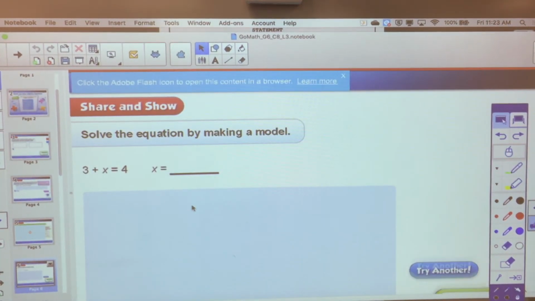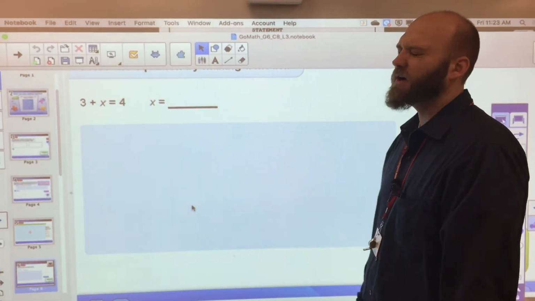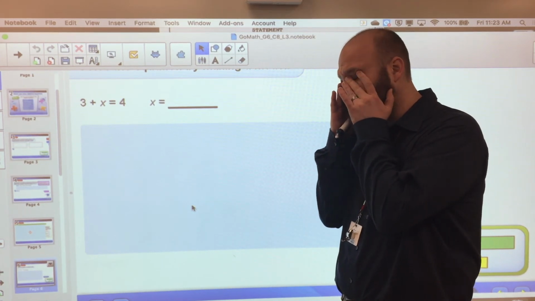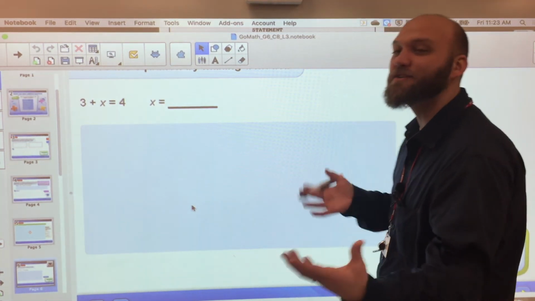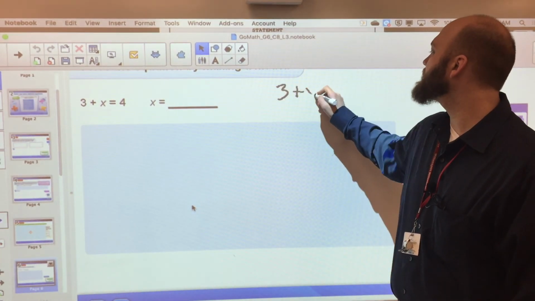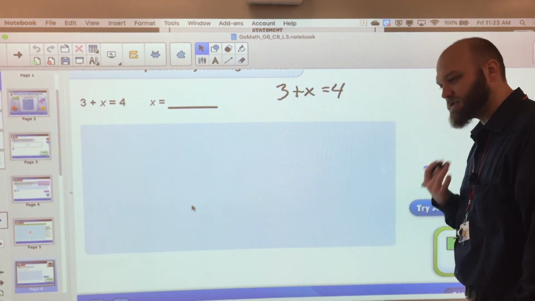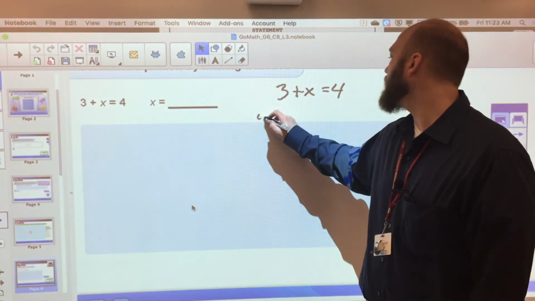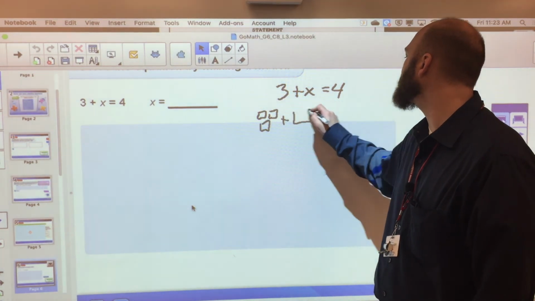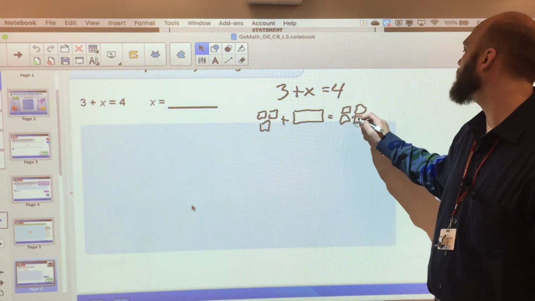There we go. 3 plus x equals 4. Yes, and I know some of you are looking at this going, wow, 3 plus some number equals 4. I can do this in my head. Why do I have to do this? They're not always going to be this easy. They do get a little bit more complex. So we have 3 plus x equals 4. Start with the equation. 1, 2, 3 plus x equals 1, 2, 3, 4.